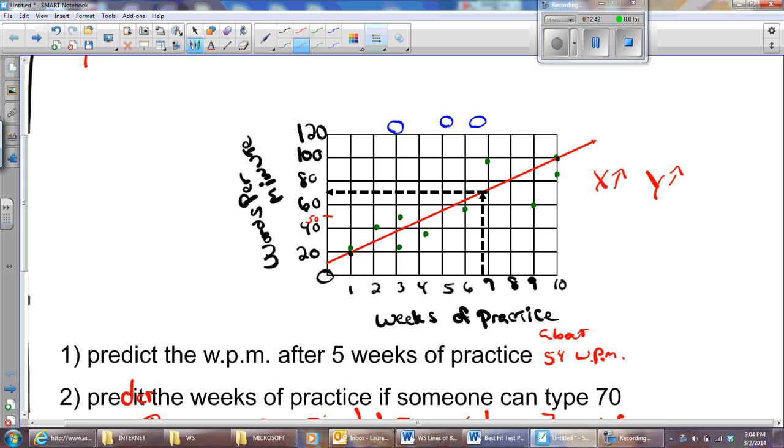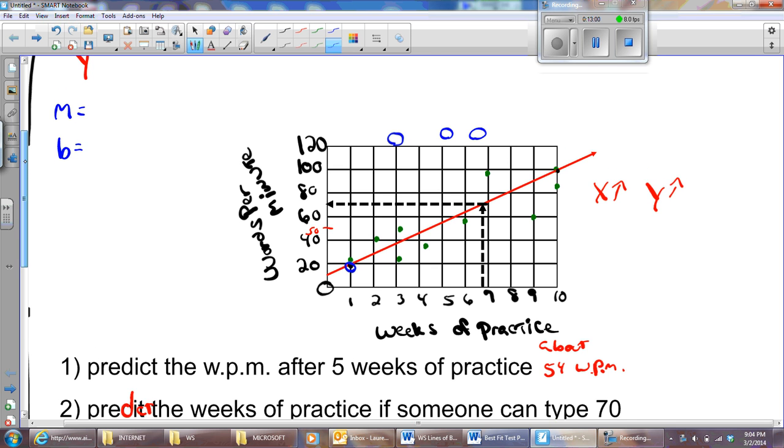Now, couple other things I want to do. I want to find the slope of this line, find the y-intercept, and write an equation. Well, let's see here. It looks like I'm going through the point 120. It looks like it's pretty close to 120. My line of best fit, that is.